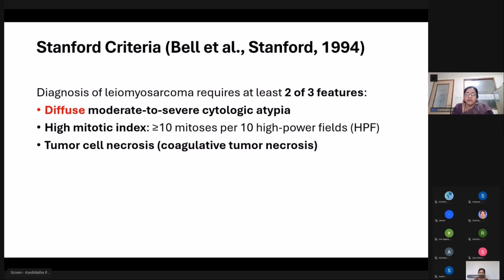Point to note here is that in the area of the tumor, there should be diffuse atypia, either moderate or severe. This diffuse point is very important because in areas of tumor necrosis or degeneration, you can have degenerative atypia, which can sometimes be mistaken for a sarcoma. So here you should have diffuse atypia in the sarcomatous areas. Mitotic activity should be equal to or more than 10 per 10 high-power fields, and tumor cell necrosis.